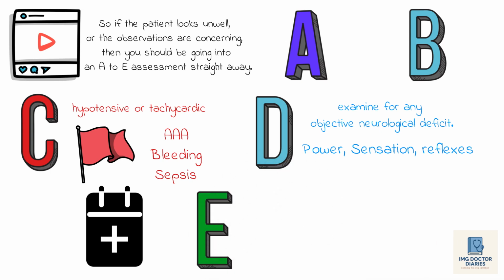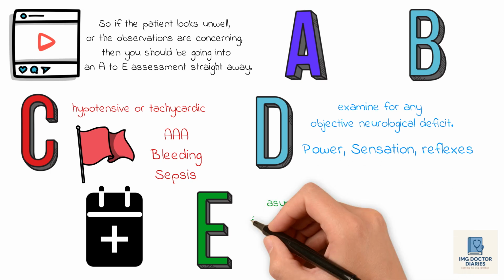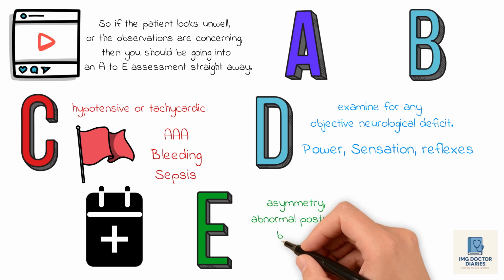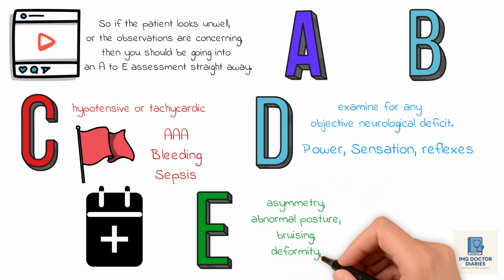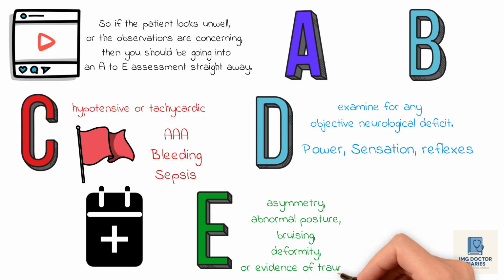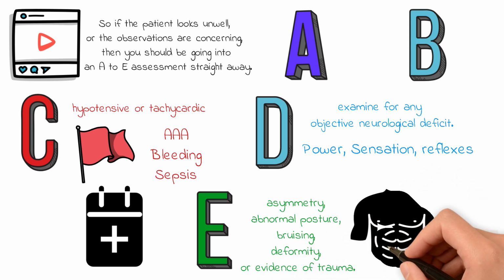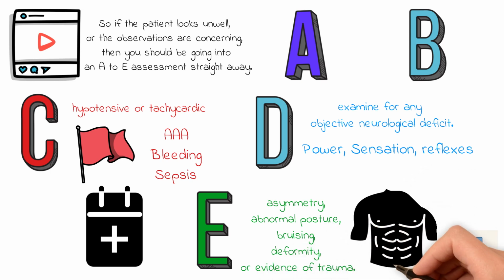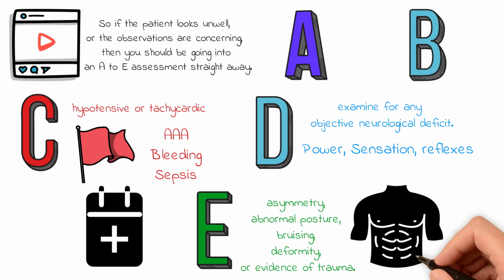Then in E, expose enough to inspect the back properly. Look for asymmetry, abnormal posture, bruising, deformity, or evidence of trauma. Feel for midline spinal tenderness, because that becomes important if you are worried about fracture, infection, or malignancy. If appropriate, assess movement, but do not force it if fracture is a concern. And again, do not forget the abdomen. If the story is atypical or there are abdominal symptoms, check for tenderness, guarding, distension, or anything that makes you think the pain may not be coming from the spine at all.